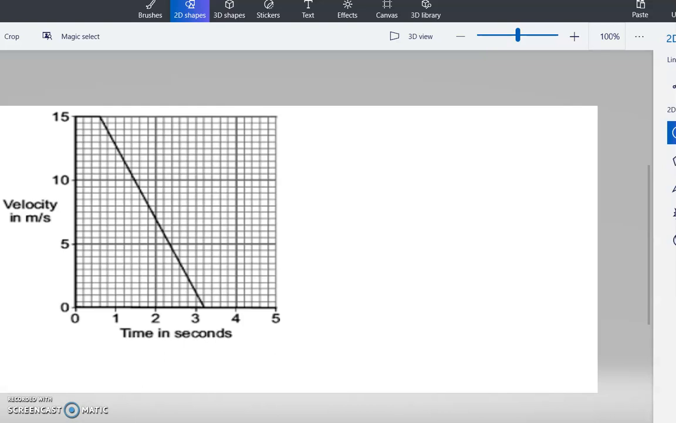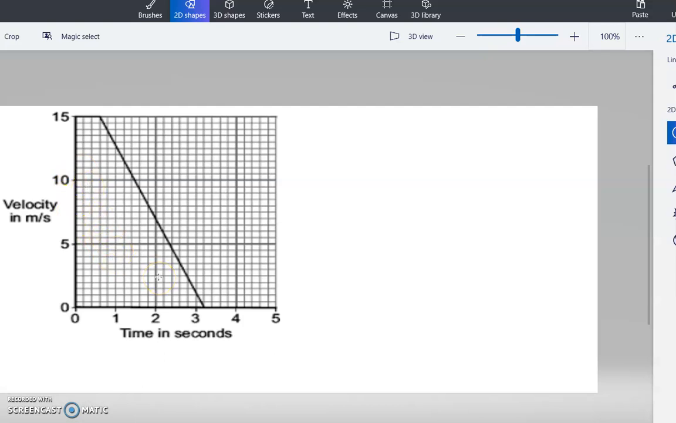Hi guys, in the previous video we talked about the reaction time, the reaction distance, the braking time, the braking distance and the stopping distance. In this video we are going to see how we can calculate the reaction time, the reaction distance and the stopping distance from a velocity time graph.